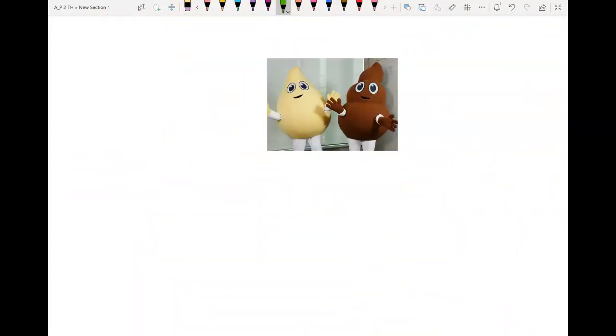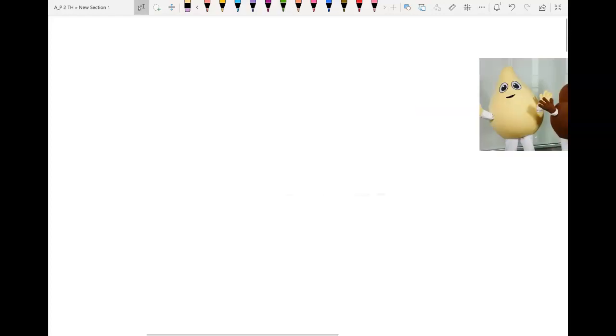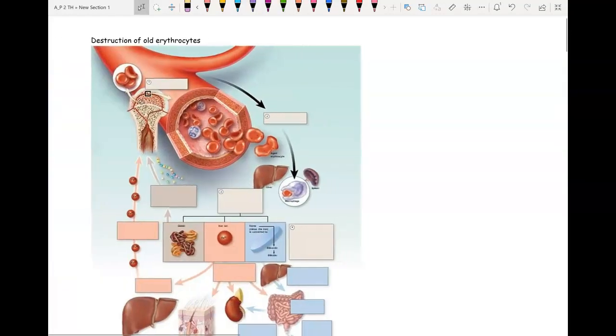If you've ever wondered why poop is brown and pee is yellow, then today is your lucky day. You are about to find out. And it has to do with your red blood cells.